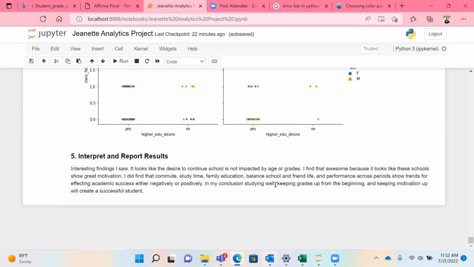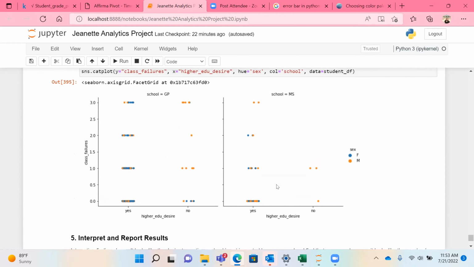So that's the end of my graphs, but I thought a lot of this was super interesting. I loved how the motivation was really shown. It looks like the students, despite something that we would perceive as negative, were not really stopped. I did find that commute, study time, family education, and maybe drinking might affect a little bit how well they perform in school, whether negative or positive. And in my conclusion, studying well and trying to do well in period 1 really showed a successful student in the future. And then I'm open to any questions. Anything from the group?